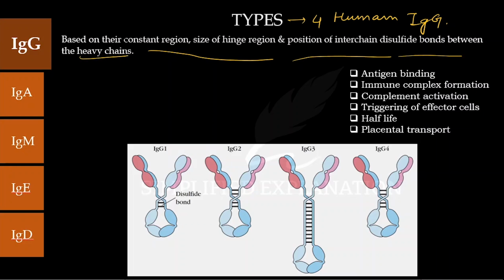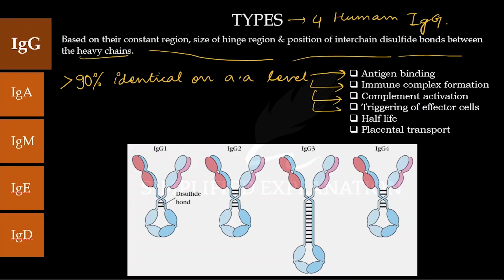Although these subclasses are more than 90% identical at the amino acid level, they have a unique profile with respect to antigen binding, immune complex formation, complement activation, triggering of effector cells, half-life, and placental transport. So here we can see the diagram also.